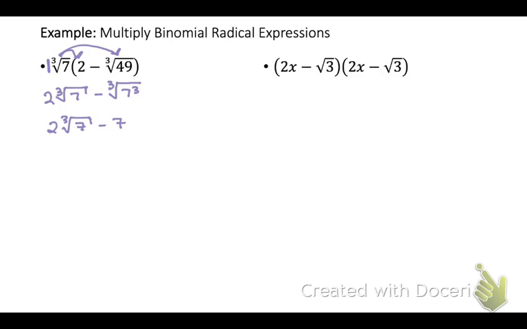So 2x minus the square root of 3 times 2x minus the square root of 3. What do I do? I distribute. They're the same thing. Can't we just do 2x? No, you cannot do that. Do the math.